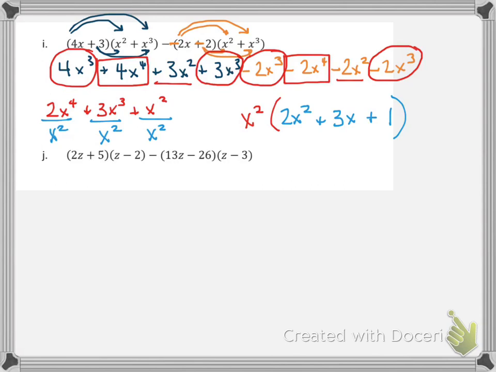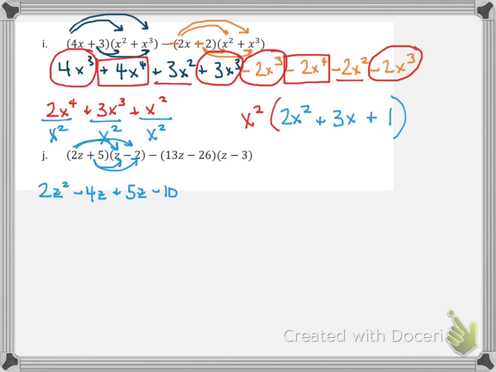Okay, last one for today. I've got to do the same thing as I did above, so lots of numbers and variables coming, but here we go. 2z times z, well, that's 2z squared. 2z times negative 2 is a negative 4z. 5 times z is a positive 5z. And 5 times negative 2 is a negative 10. So there's the first one.